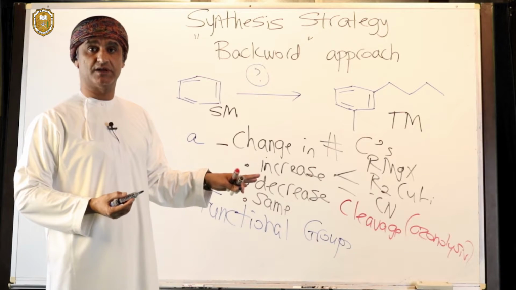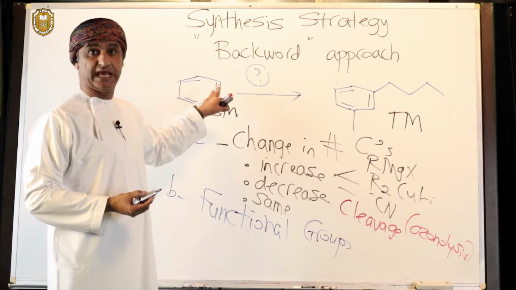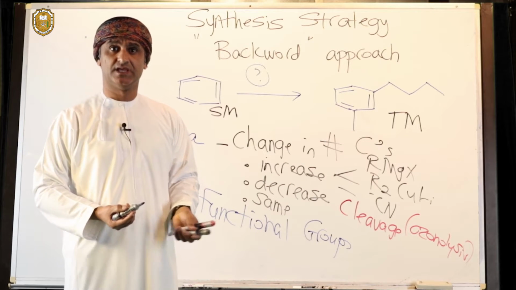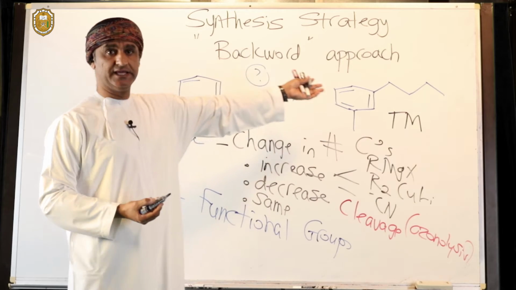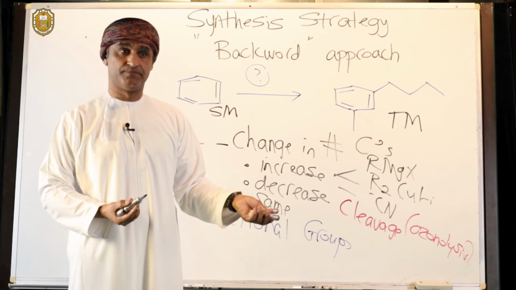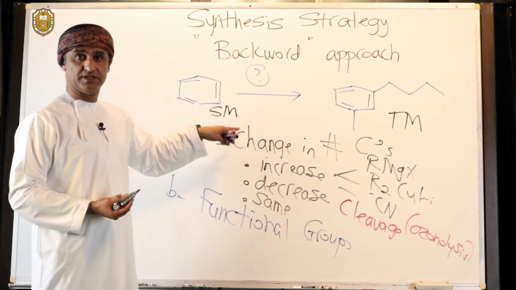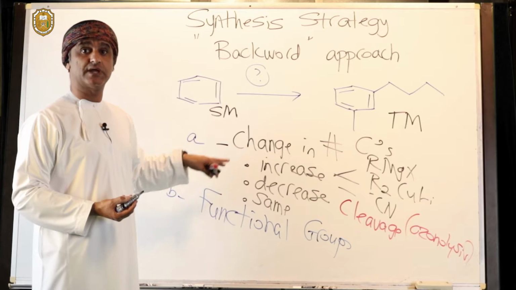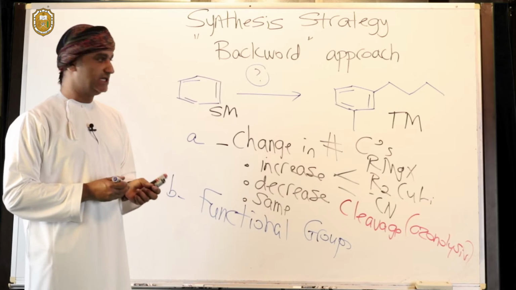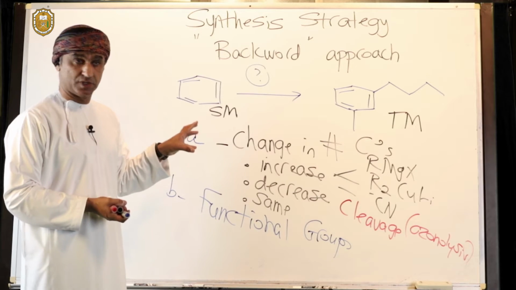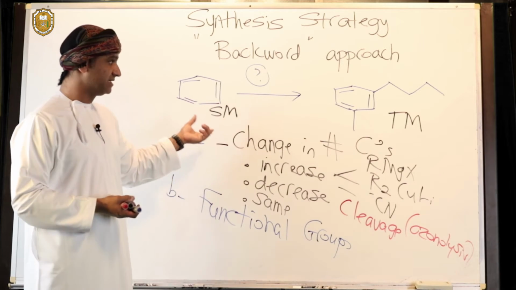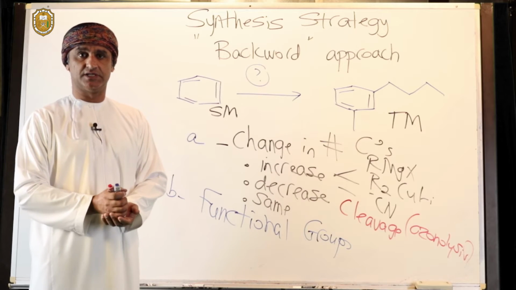For example, if the number of carbons is the same, but here we have an aldehyde and there we have a primary alcohol, so that's a simple reduction. If we have a secondary alcohol and here we have a ketone, so that's simple oxidation of a secondary alcohol into the corresponding ketone. So it's not just the number of carbons that we look at, but also the change in functional groups. So these two items are really important whenever we have a synthetic question or a specific transformation from a specific starting material into a specific target molecule.